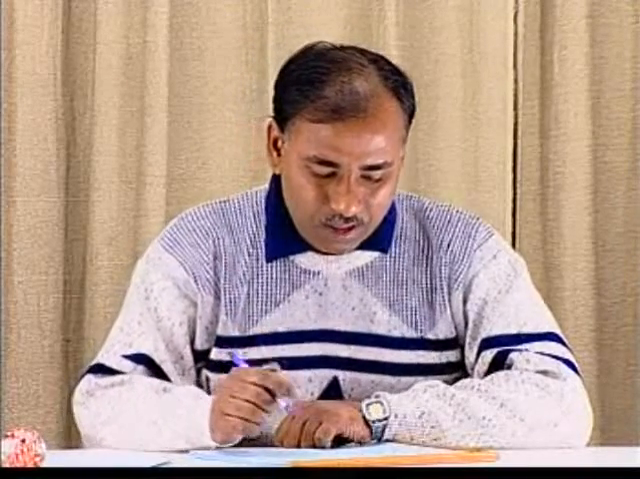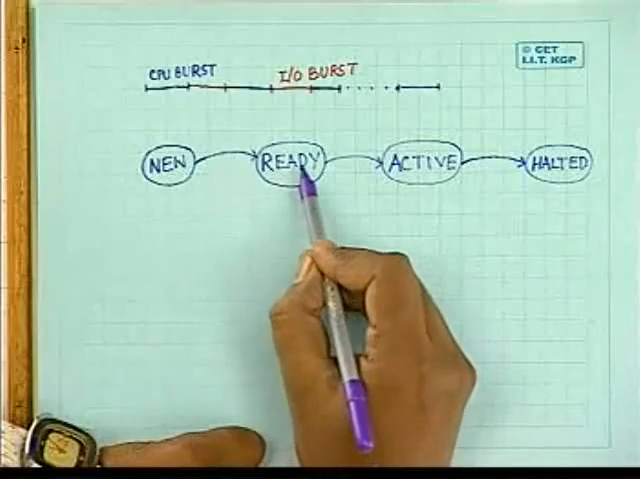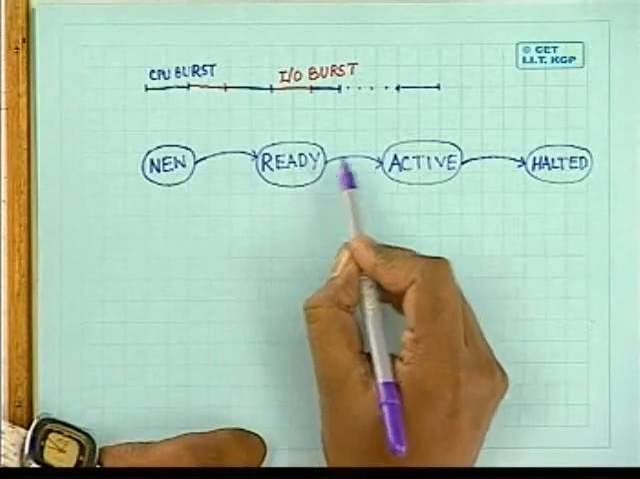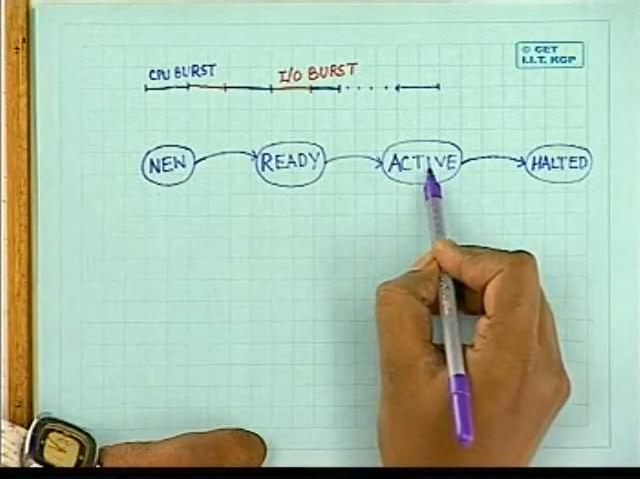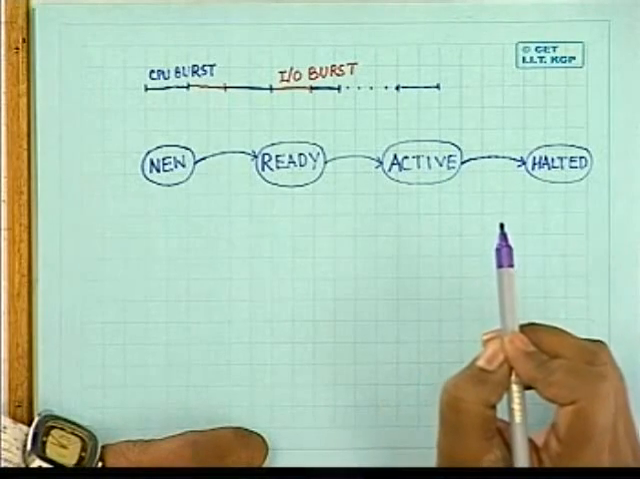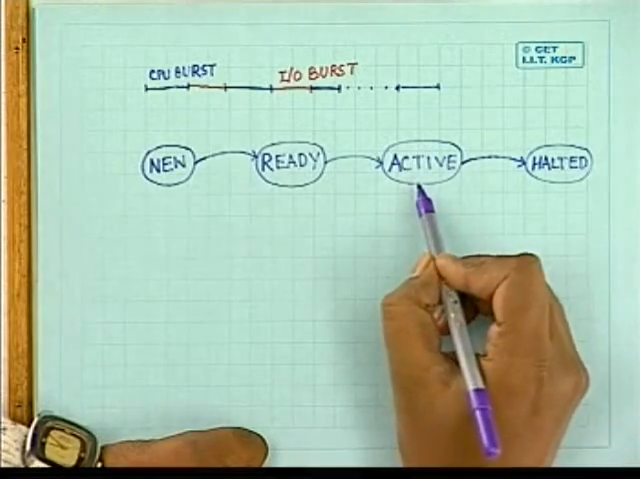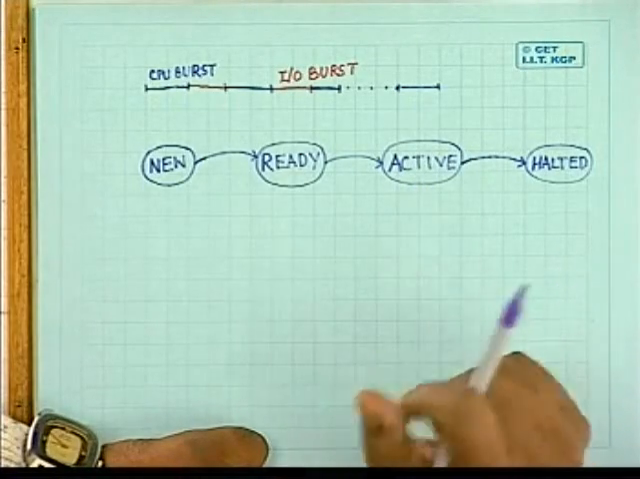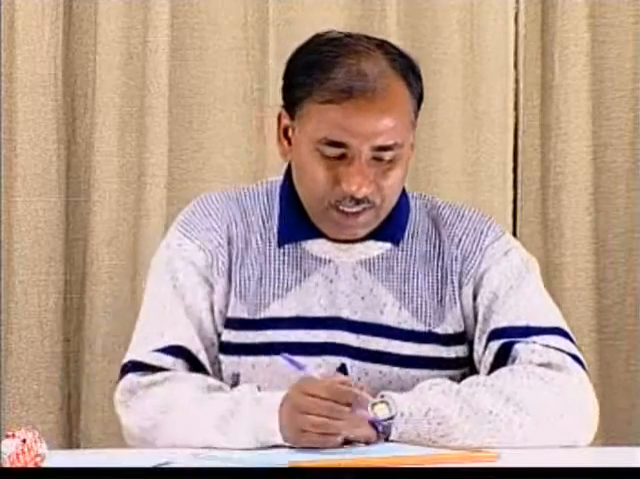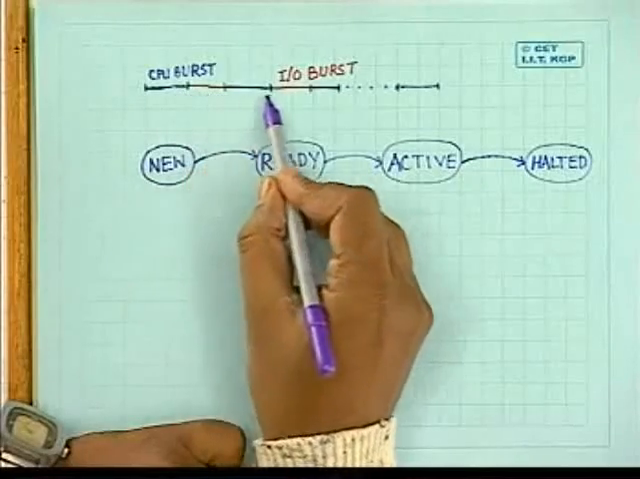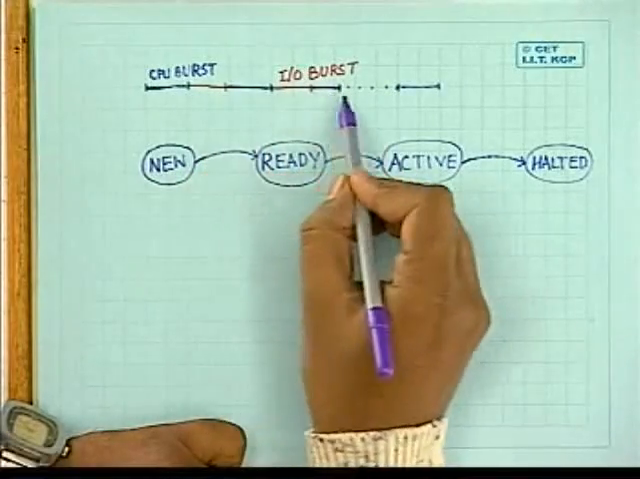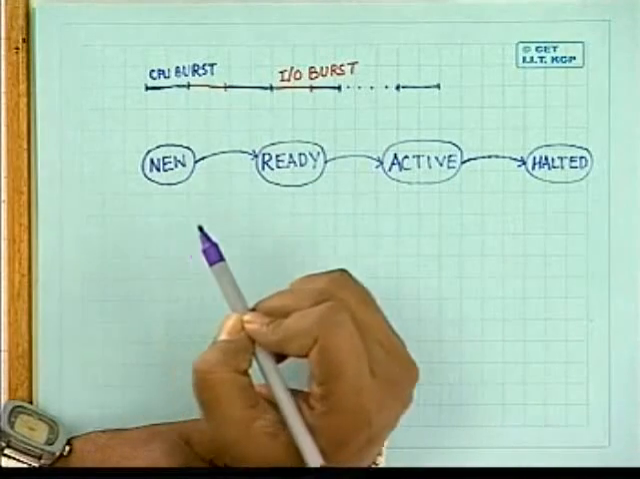So from new state, it moves to the ready state. From ready state, it moves to active state. From active state, it moves to halted state. Now, while the job is in active state, that means it is being actually executed by the CPU. That means the job is passing through one of its CPU bursts. As we have seen here, the job consists of an alternating sequence of CPU burst and IO burst.